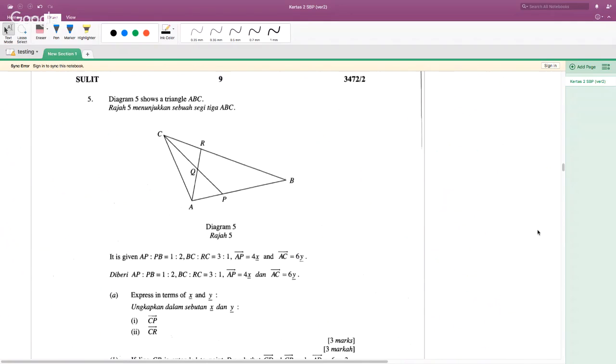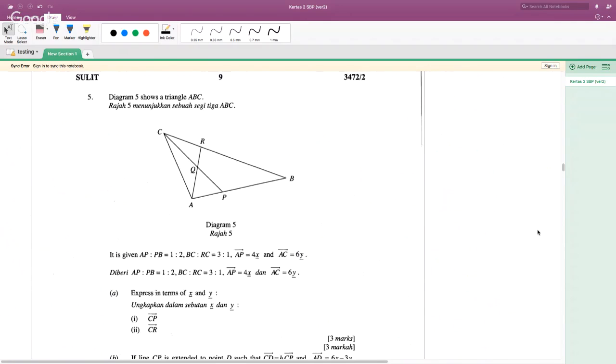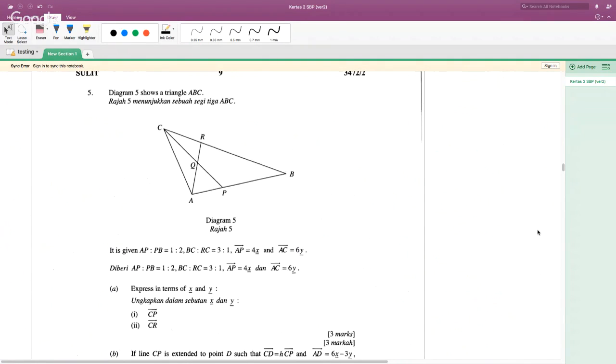All right. Question number 5 is the vector question. For this vector question, normally I will write down all the information into a diagram first. AP to PB is 1:2, so this is 1:2. BC and RC is 3:1. BC, B to C, is the whole thing. R to C is one part. So the whole thing is ratio 3, one of it is 1, so this is 1, 2 as well.